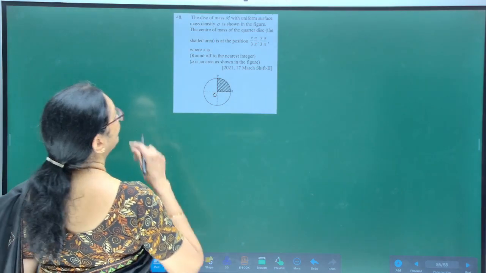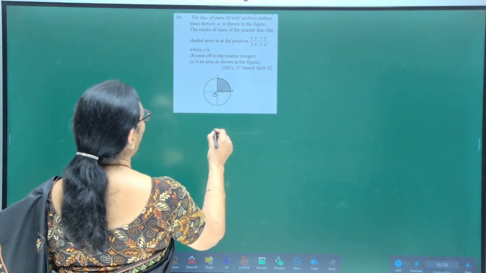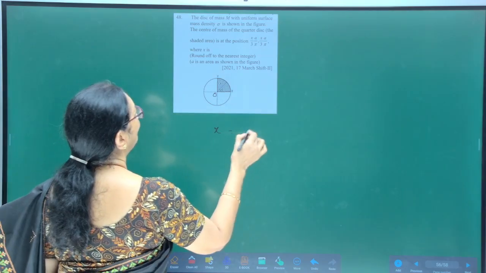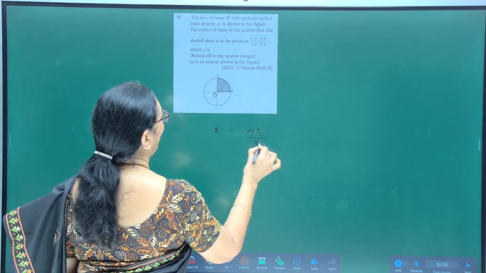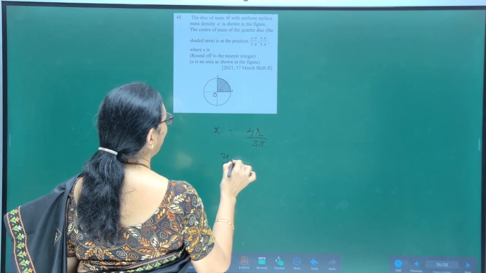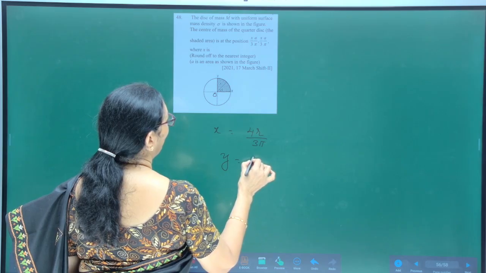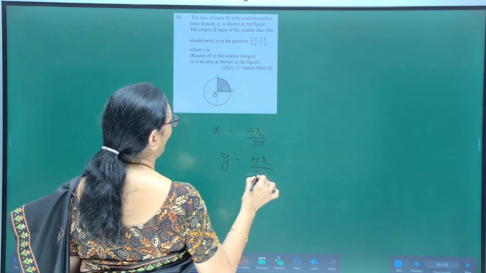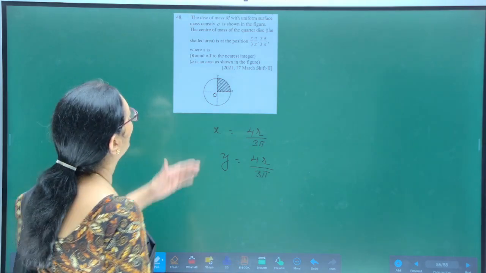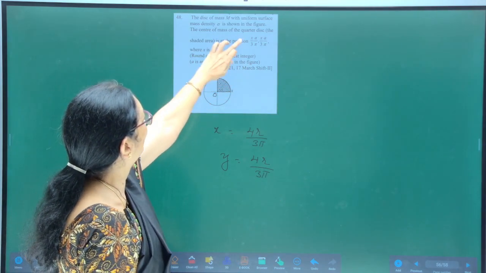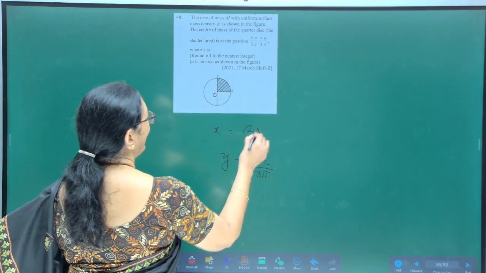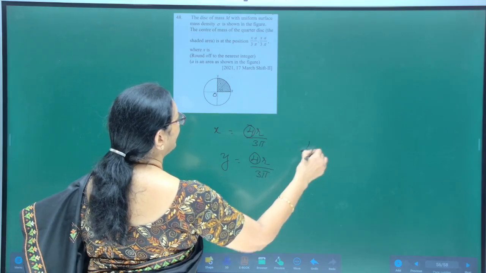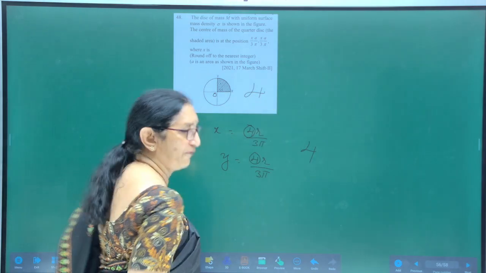So, center of mass of the quarter disc, the x coordinate is given by 4r by 3 pi, and the y coordinate is also given by 4r by 3 pi. Here it is given as xa by 3 pi. In place of x we have 4, so the numerical value is 4.